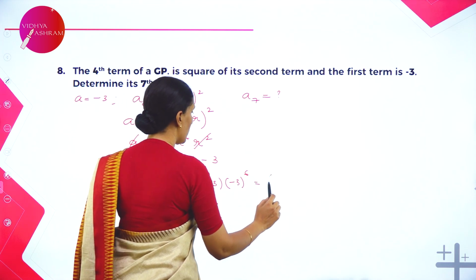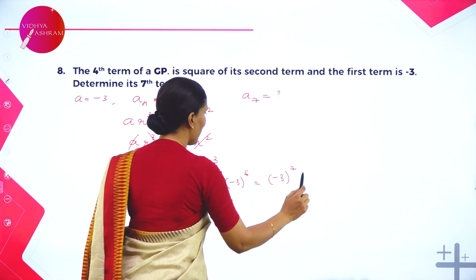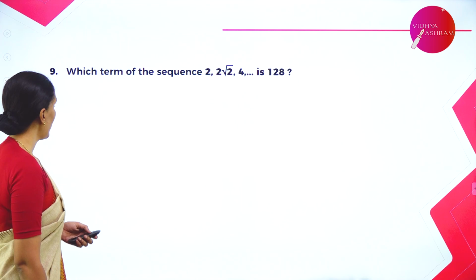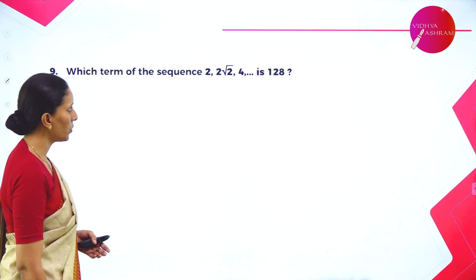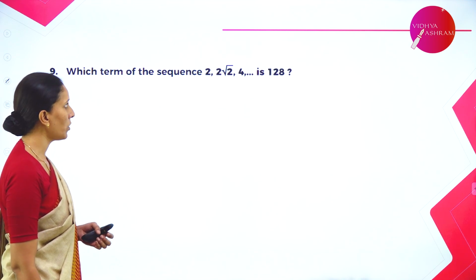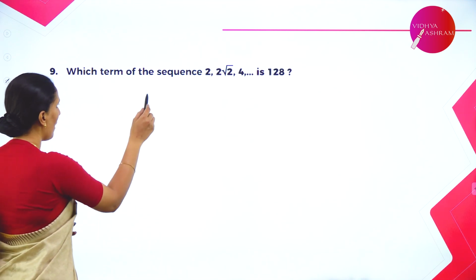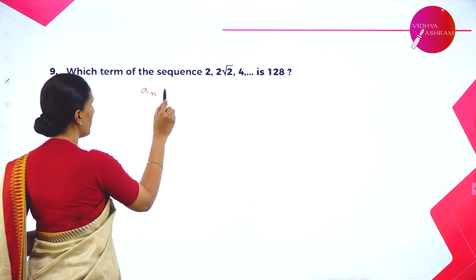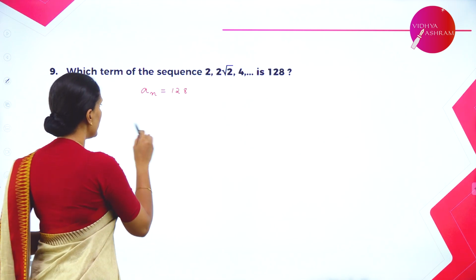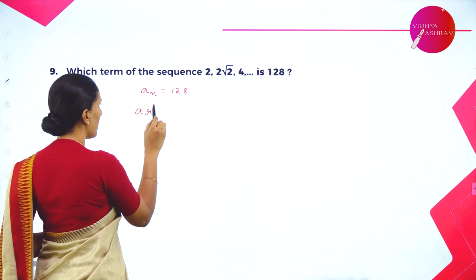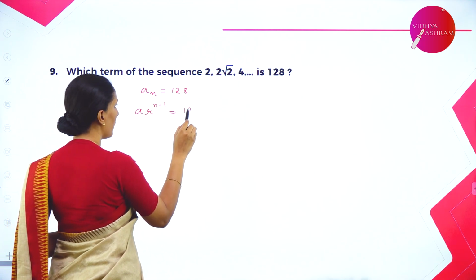So which is equal to minus 3 whole to the power 7. Next question. Which term of the sequence 2, 2 root 2, 4 is 128? So they have given a_n is equal to 128. So now a_n is a r to the power n minus 1 is equal to 128.